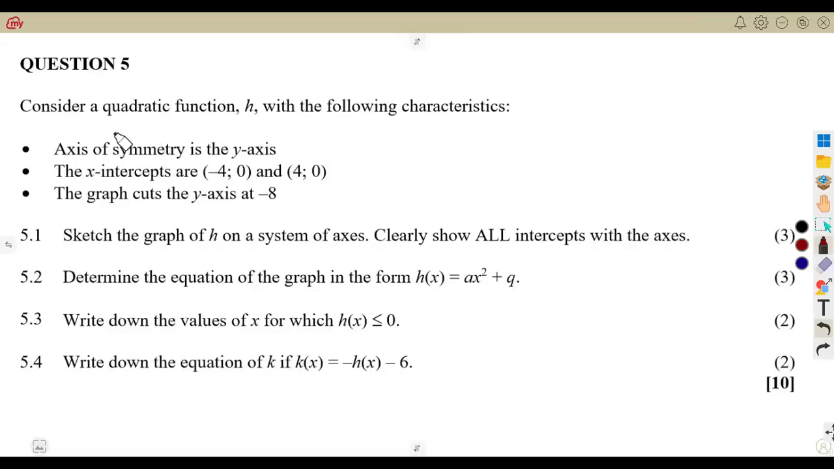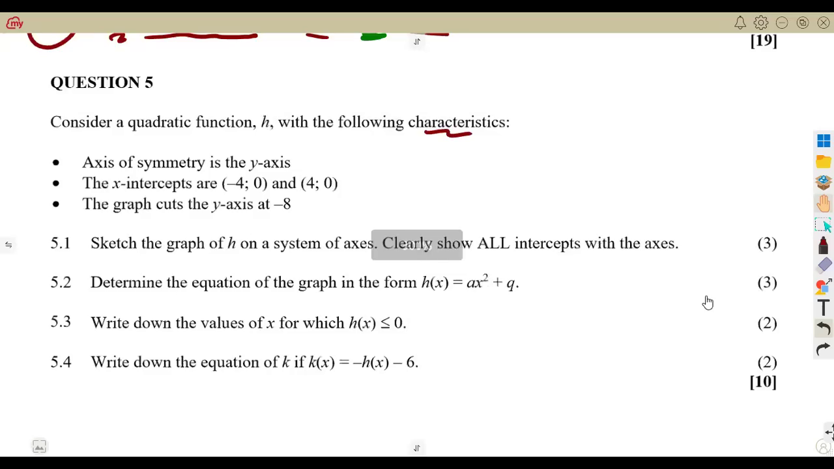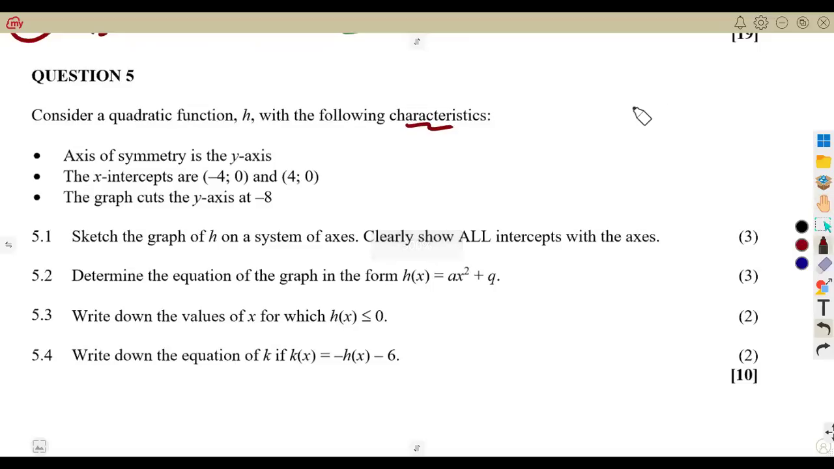They say, consider a quadratic function h with the following characteristics. The axis of symmetry is the y-axis. All right, they want us to sketch this. So you can actually sketch this, guys. We're just going to need our y-axis and x-axis. Let's just say we've got something like this, and this is our x-axis. So this is just a sketch, but you just try to draw something that is proper.